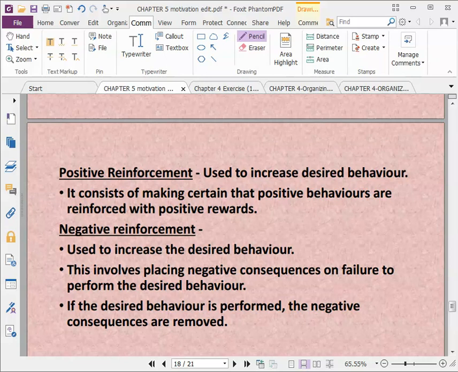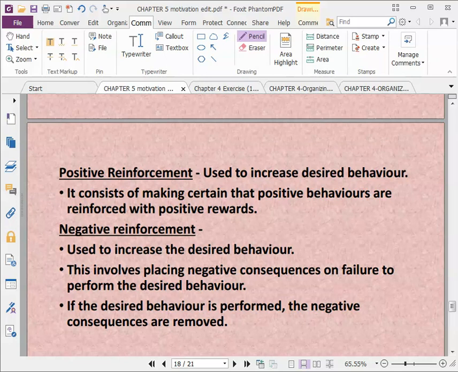Saya akan make sure, secara negatif lah kan, betul tak? Kita macam mengugut student untuk siapkan pekerjaan tu, contoh kalau lambat hantar ke, I will deduct 2 marks. That is the negative reinforcement. If the desired behavior is performed, the negative consequences are removed lah.